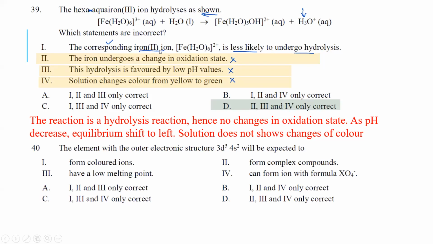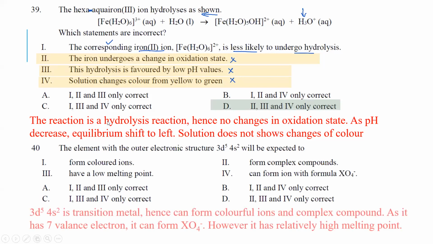Then 40. Elements of the outer electronic configuration 3d4s are expected to have colorful ions, definitely; form complex ions, definitely; have a low melting point, wrong; and can form the ion with the formula XO4. So XO4 has an oxidation state of +7, because 3d5 4s2 has 7 valence electrons, so you can still form XO4 2-. So the best answer in here is 1, 2, and 4.